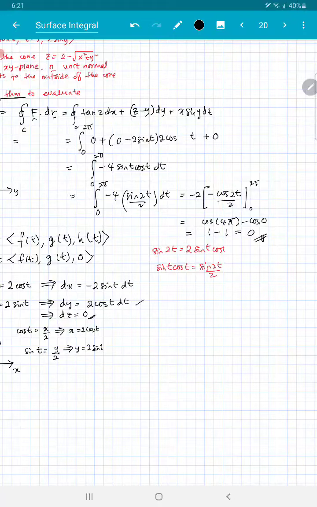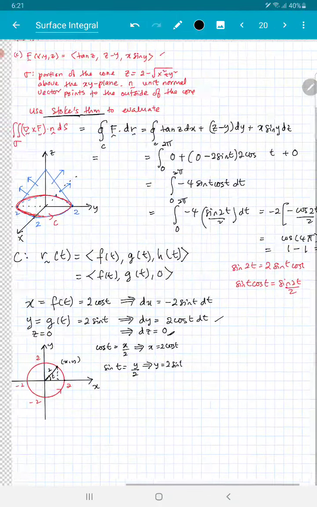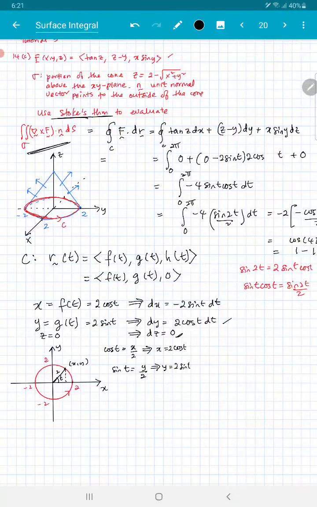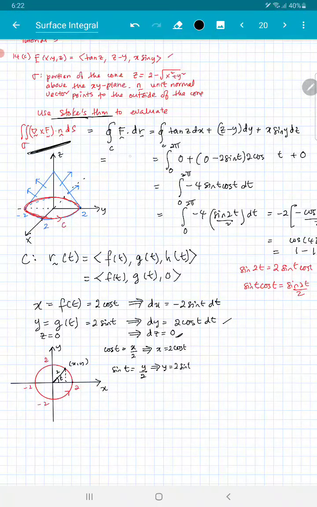So if you want to evaluate a surface integral using Stokes' theorem, then you have to evaluate F dot dr. But if you are asked to find F dot dr, which is a line integral, using Stokes' theorem, then you have to evaluate the surface integral. All right, that's it.